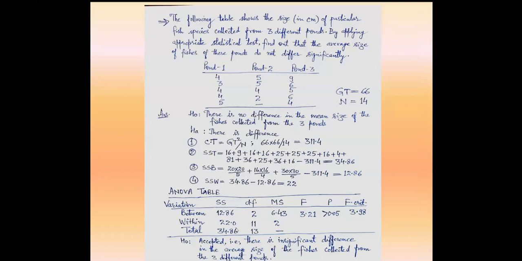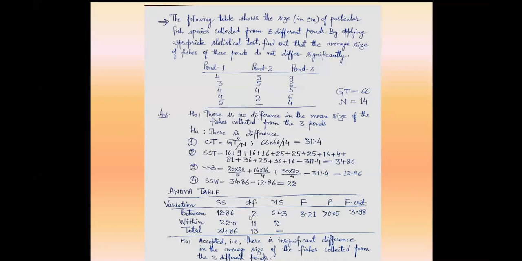So if you see the ANOVA table, here again SS is written, SS stands for sum of squares. The between value, SSB, is 12.86, which we have just calculated. So now this value comes here, 12.86. Then the SSW value, 22, will be there. Then its total value is written here.